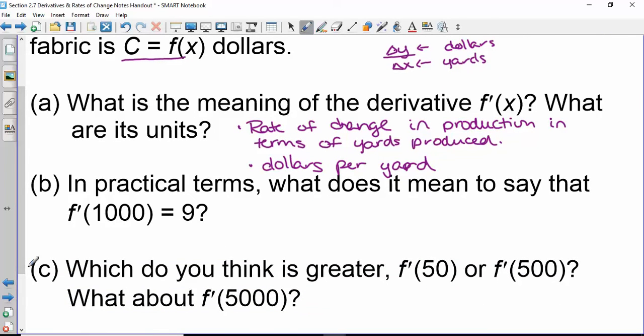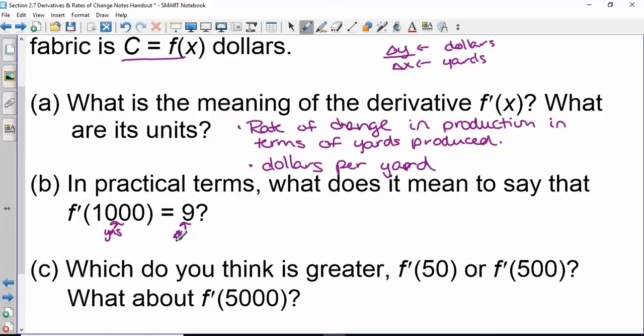So in practical terms, what does it mean to say f prime of 1,000 equals 9? So the 1,000 is my x, and we've already said x is yards. The y we said was dollars. This does not mean it costs $9 to make 1,000 yards of fabric. Because this is f prime. The derivative is how the cost is changing. So it tells me when I make 1,000 yards of fabric, my cost is increasing by $9.